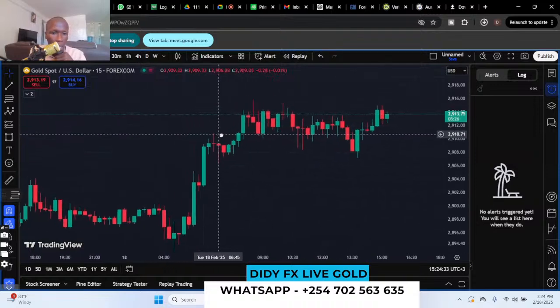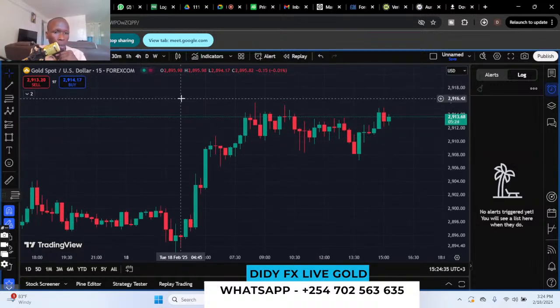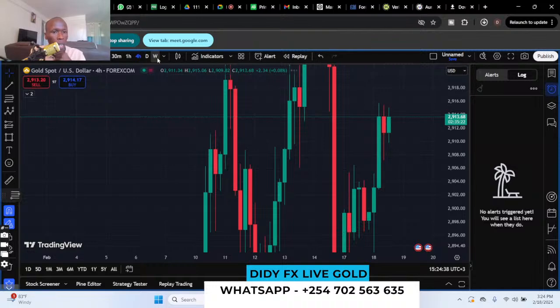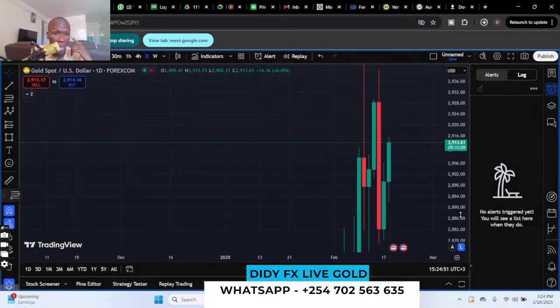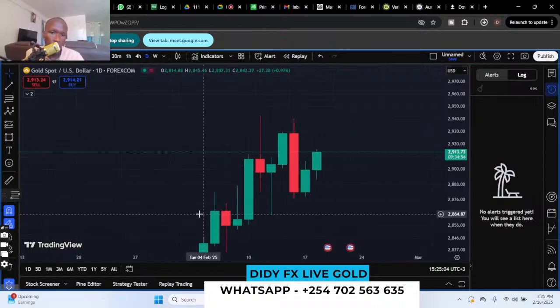Now for my entries, remember I said I can start with as high as a daily candle. I can go as far as a weekly candle, even the monthly candle, to know where the market is taking me this month. I can go to that extent. So for now, I'm starting my analysis using the daily candle. I want to show you how I do it.